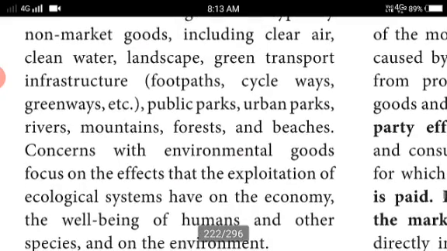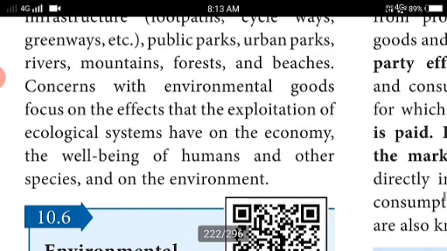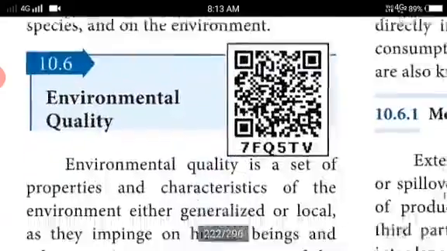Concern with environmental goods focuses on the effect that the exploitation of the ecological system has on the economy, whether we should exploit the environment for our economy or not, and on the well-being of humans, other species and the environment. This is the concept of environmental goods.